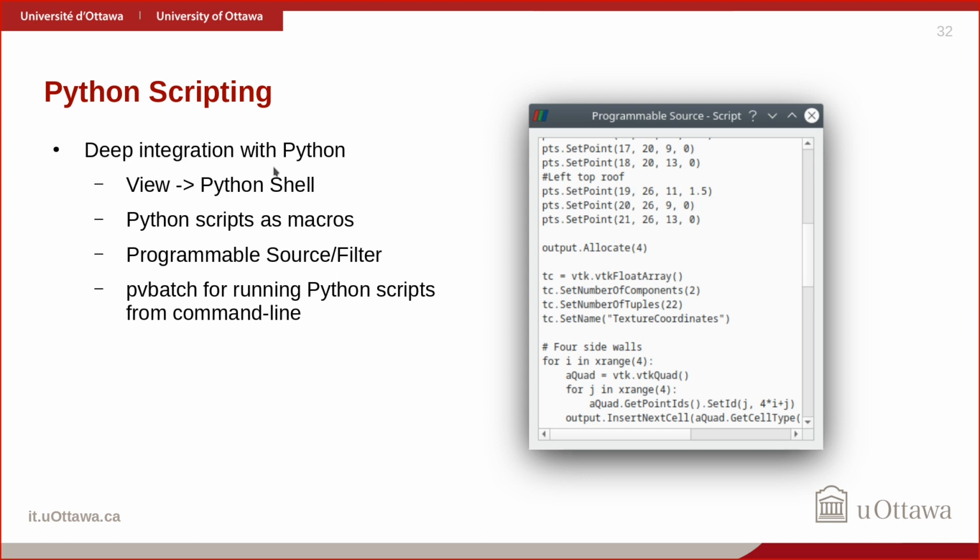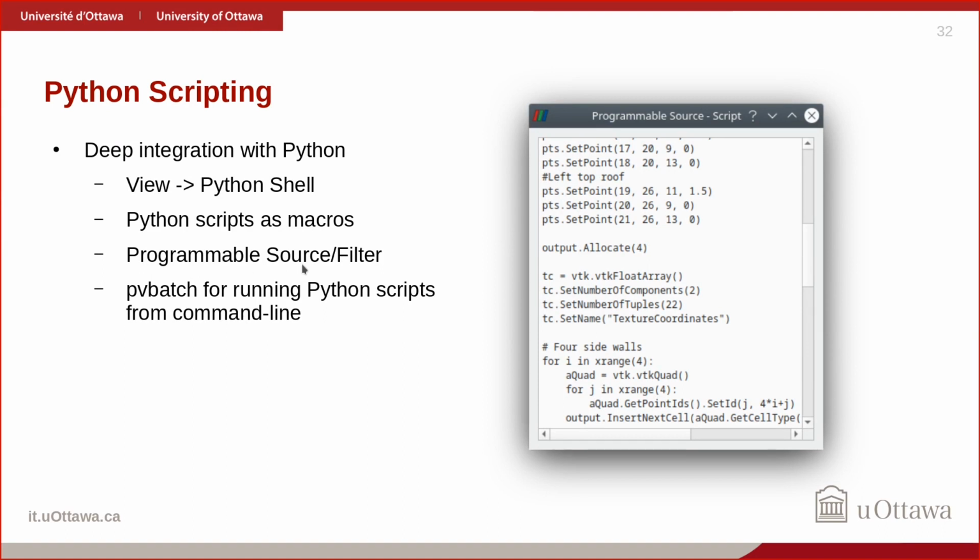So the other thing that Paraview does really well is it integrates with Python. So there are various ways of using Python in Paraview. You can open a shell inside of Paraview and directly work on the objects that you are shown in the display. You can use Python scripts as macros, so you can make an action that you do often, save that as a Python script, and then you have a button in Paraview that you can click to execute that macro. You can also make programmable sources and programmable filters.